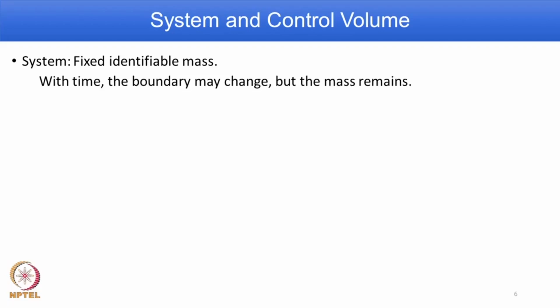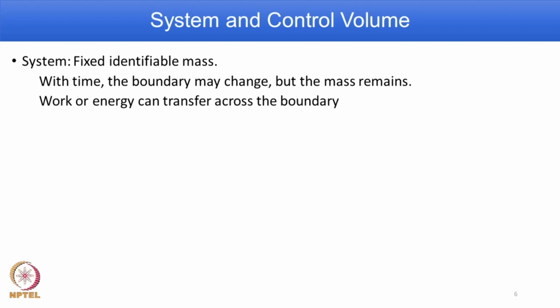Before going to the derivation, one important concept that we have to learn in fluid mechanics is what is known as a system and control volume. A system is basically related to a fixed identifiable mass. With time the boundary may change, but the mass remains. The boundary which contains that mass may change, but the quantity of mass remains the same.